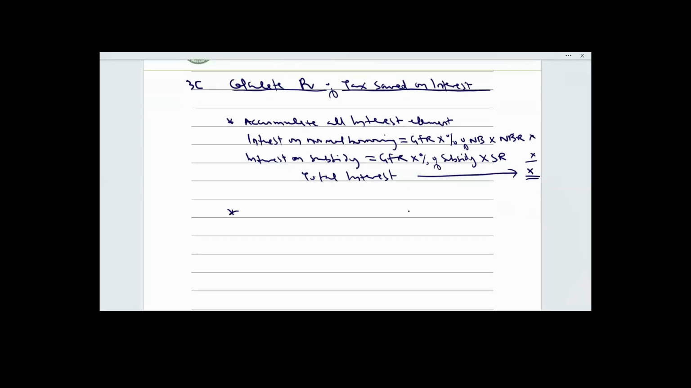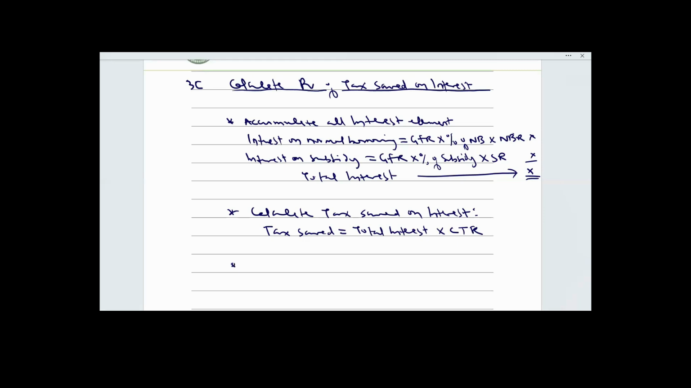Then step 2, you calculate tax saved on interest. How do you do this? Very simple. Tax saved is equal to the total interest in step 1 multiplied by company tax rates.